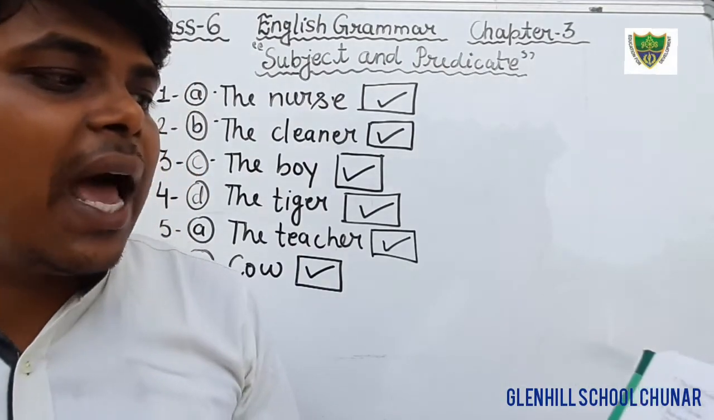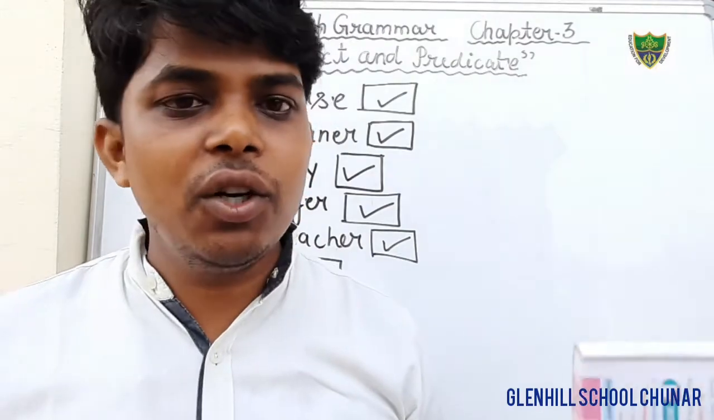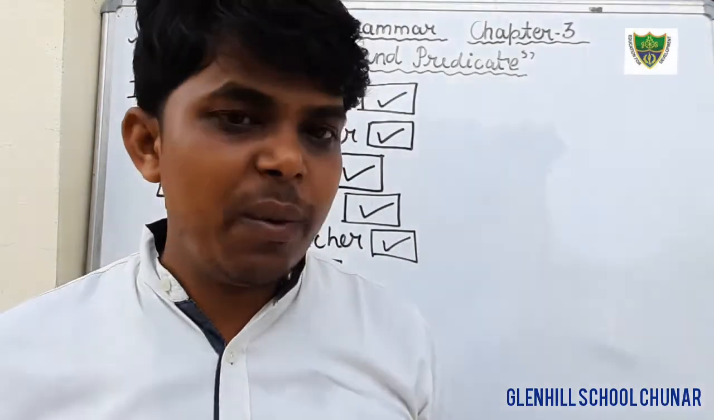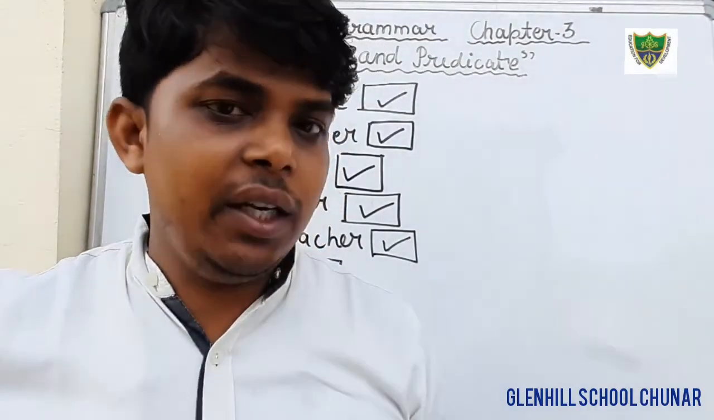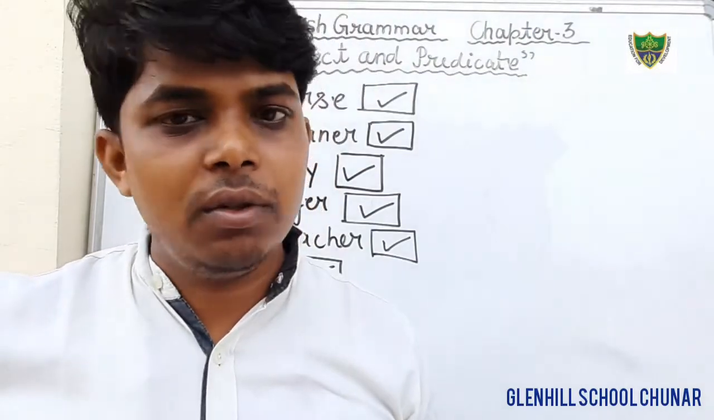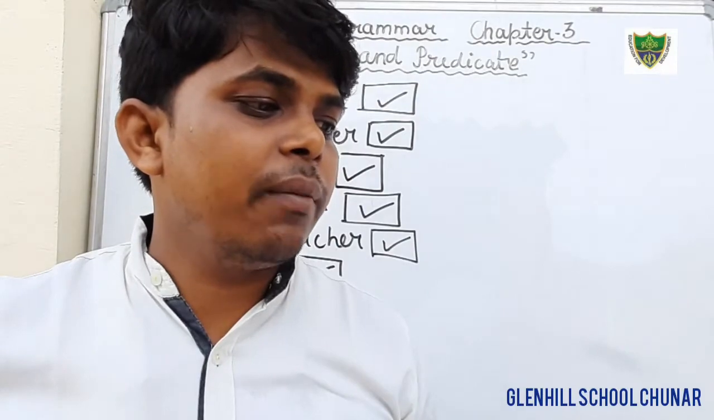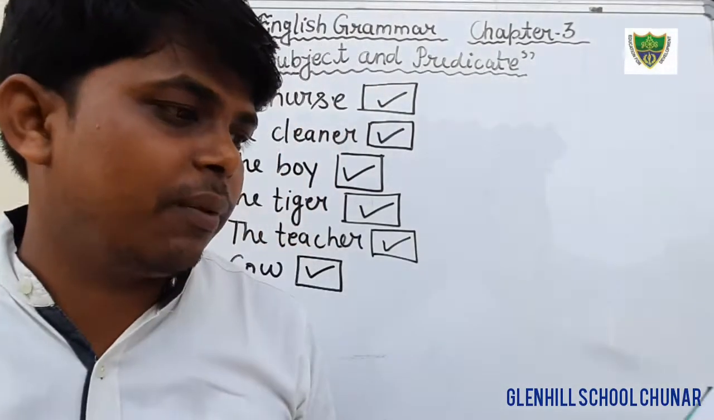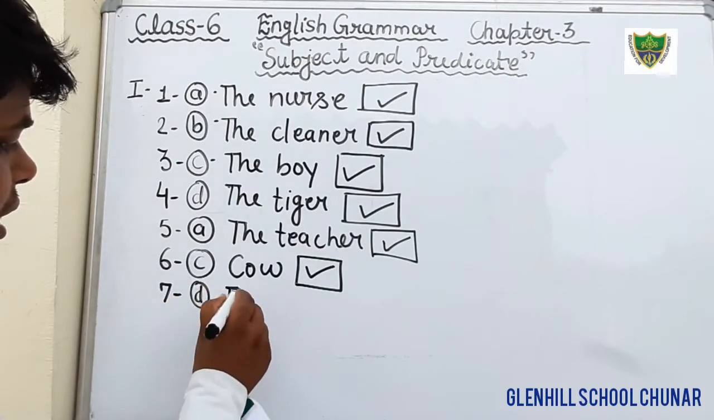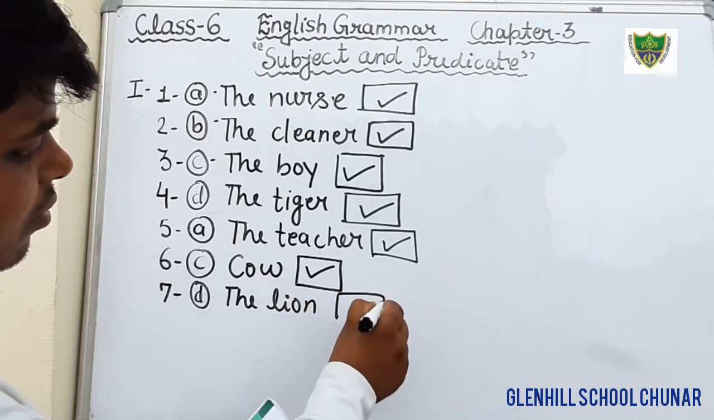The lion is in the den. The lion denotes the name of an animal. Therefore, what would be the subject? The lion. Now we will see the options. The lion is included here, so that is wrong. The den, that is wrong. In the den, that is also wrong. Option number D is the lion. Yes, that is the subject. So question number 7, option number D, the lion is the correct option. We will tick on that.